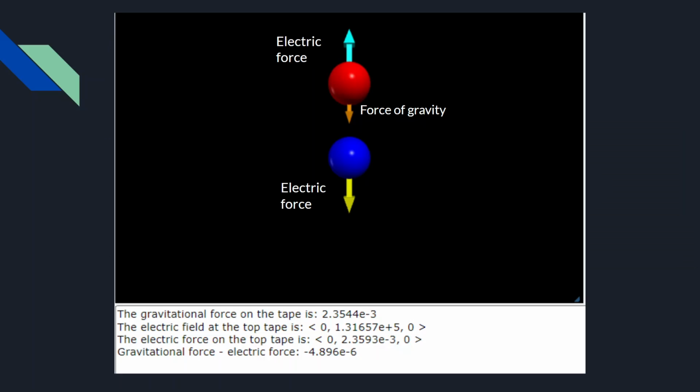This is the output of our model, with the floating tape being represented by the red sphere and the secondary tape being modeled by the blue sphere. The forces acting on the 2 points are represented by different color arrows on the screen. The output at the bottom shows the estimated gravitational force, electric field, and electric force. Finally, because we are assuming that the gravitational force is equal to the electric force, we have the difference of the two to show the margin of error in the calculations.